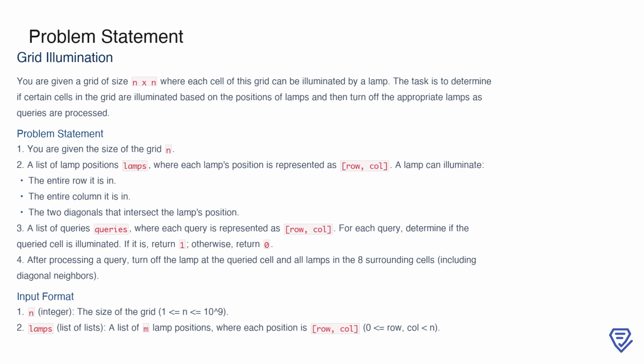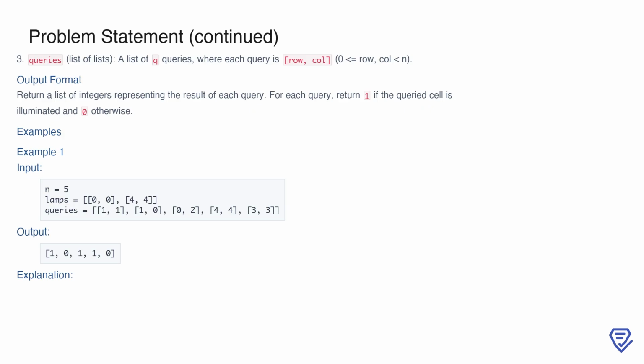The grid size n can be very large, so efficiency will play a critical role in solving this problem. The queries list contains multiple pairs of coordinates, where each pair represents a cell on the grid that we need to check for illumination. For every query, if the cell is illuminated, we return 1, otherwise, we return 0. The output of the function is a list of integers, with one result for each query in the order given.